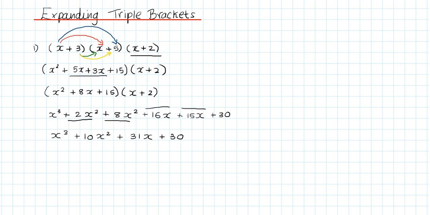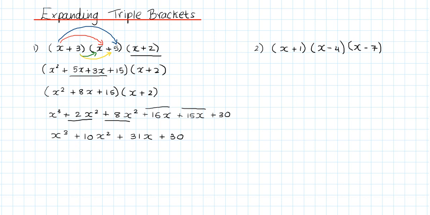I'll go over one more example where we're dealing with some negative numbers as well. So let's do x plus 1 times x minus 4 times x minus 7. Again, the first step, so expand the double bracket, the first two.